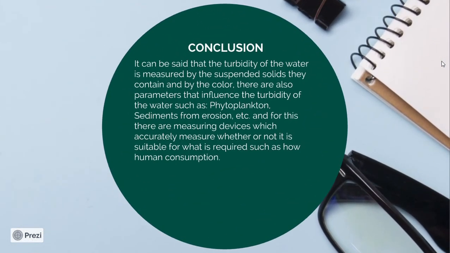Conclusion. It can be said that the turbidity of the water is measured by the suspended solids they contain and by the color. There are also parameters that influence the turbidity of the water, such as phytoplankton and sediment flotation. From these, measuring devices can accurately determine whether or not the water is suitable for what is required, such as our human consumption. Thank you.